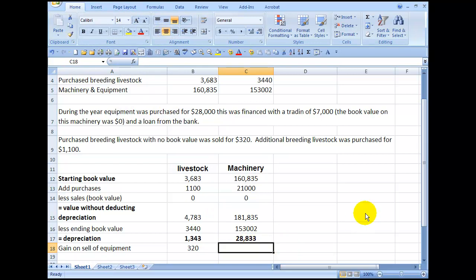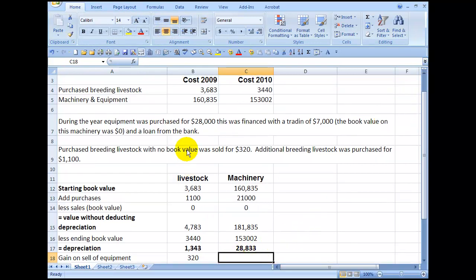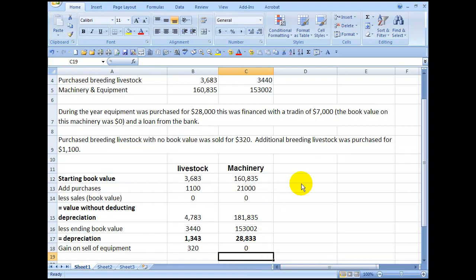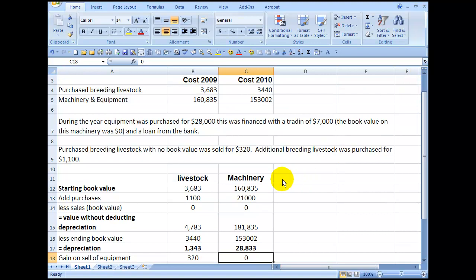For the machinery and equipment, we had this trade-in. Because it was a trade-in, we don't know if that was truly worth $7,000 or they just marked this up and marked this up, so we don't know. So we don't actually recognize a gain on a trade-in until we actually sell something in an arm's length transaction.